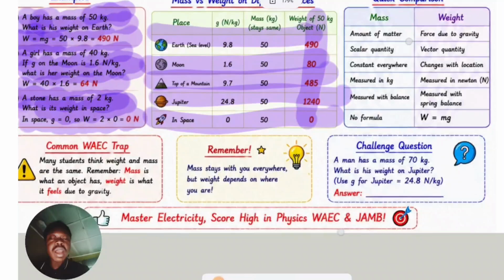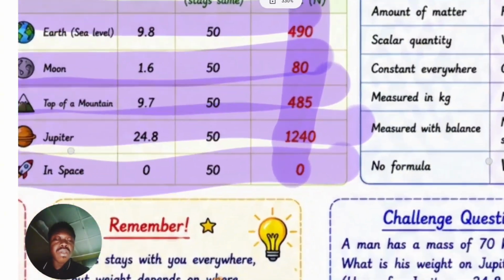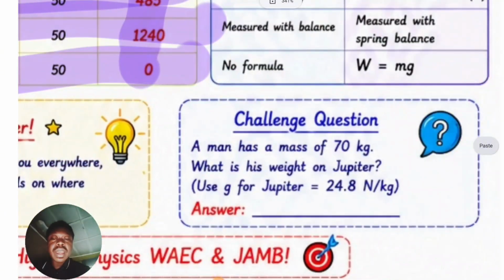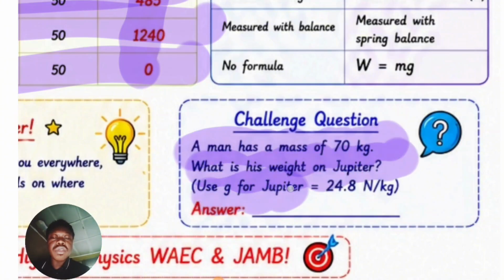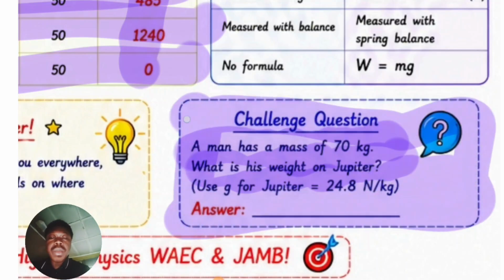Remember that I'm giving you another exercise to solve. Solve this question quickly. A man has a mass of 70 kilograms. What is his weight on Jupiter? Use g for Jupiter to be 24.8 Newton per kilogram. Drop your answer in the comments.